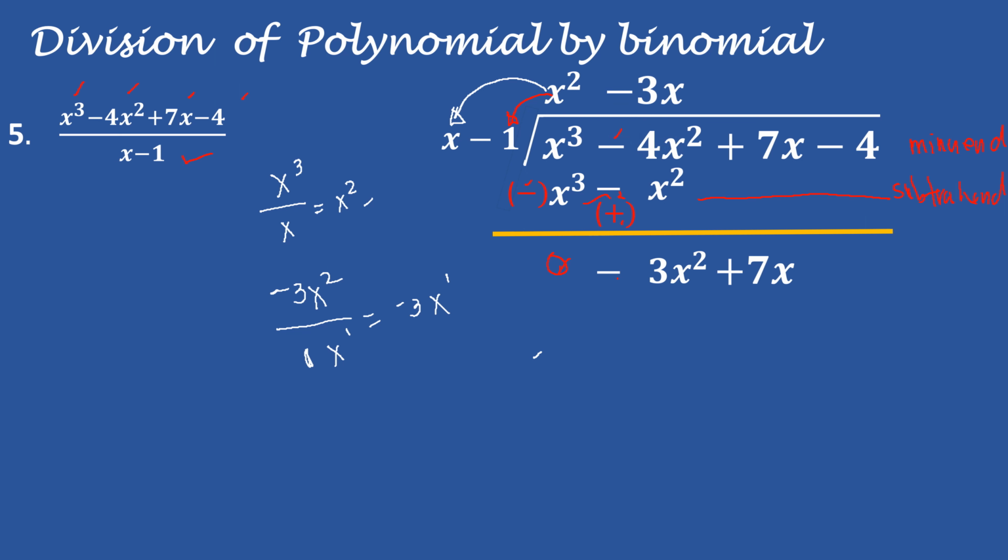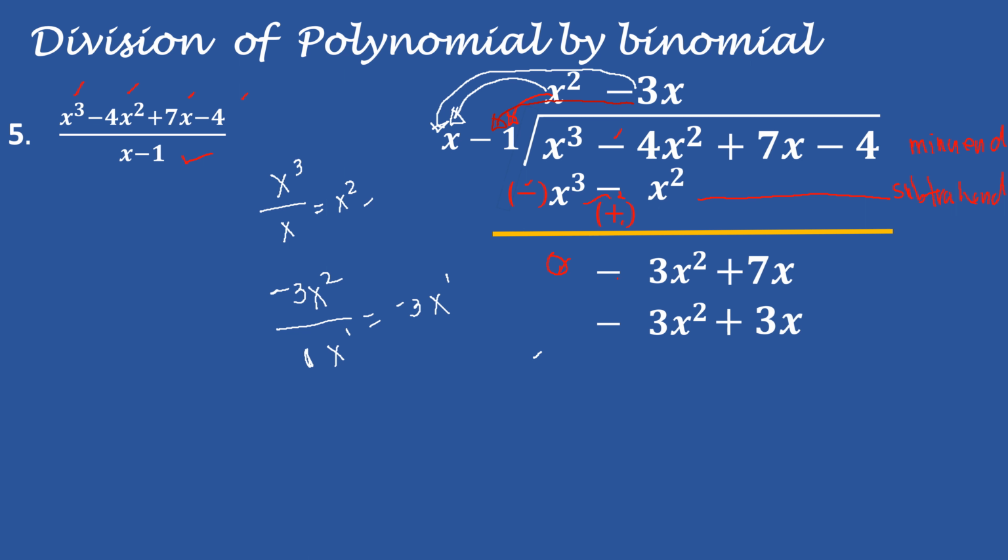We have to repeat the same process. We distribute the negative 3x to each term of our divisor. Negative 3x times x gives us a negative 3x squared. After which, we multiply the negative 3x to negative 1.